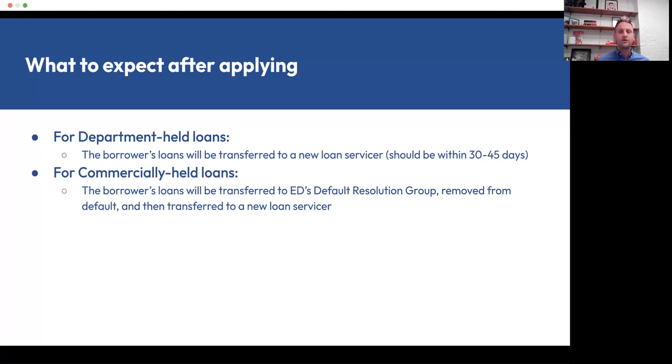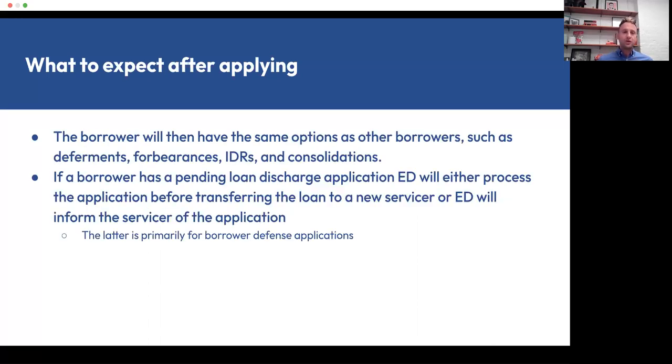That'll take a little bit longer than the 30 to 45 days. I don't think we have an exact sense of quite how long that will take right now, which again underscores how important it is to call as soon as you can if you're eligible for this program. So once your loans are then at a new loan servicer, you're going to have the same options as everybody else. You're going to be able to enroll in an income-driven repayment plan like President Biden's new SAVE plan. You're going to be eligible for deferments or forbearances and consolidations.